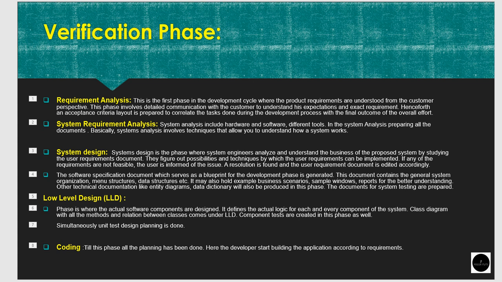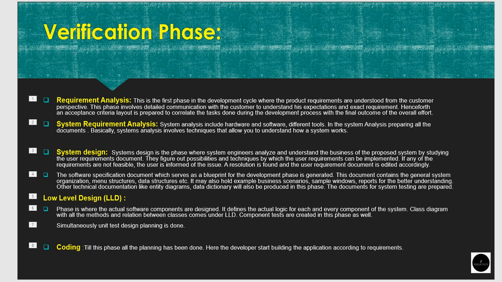So the software specification document, which serves as the blueprint for the development phase, is generated, and this document contains the general system organization, menu structures, data structure, etc. It may also hold example business scenarios, sample windows report for the better understanding. Other technical documentation like entity diagrams, data dictionary will also be produced in this phase. The documents for system testing are prepared.